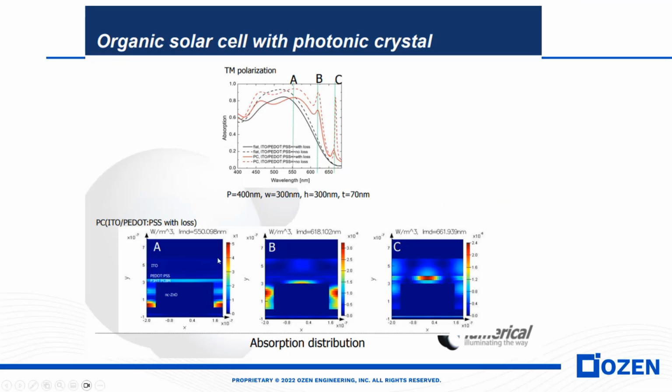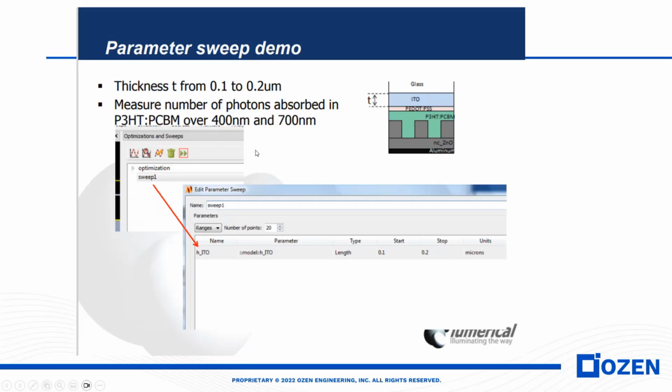We have plotted the field distribution in different regions, for instance, in the A, B, C parts. What we can see here is that we compared the result with a flat surface, a photonic crystal with loss, and a photonic crystal without loss. You can see that with the photonic crystal, we have higher absorption compared to the flat surface.